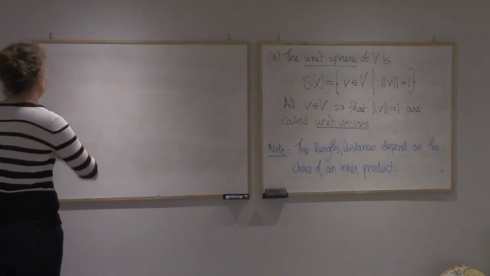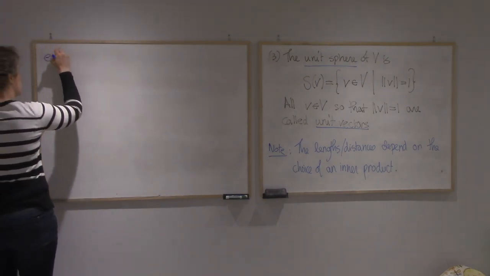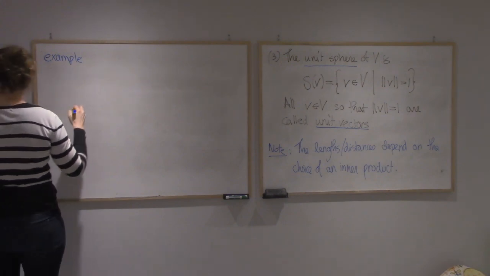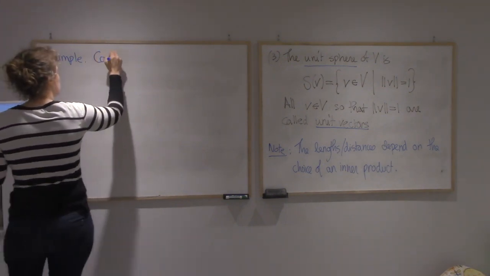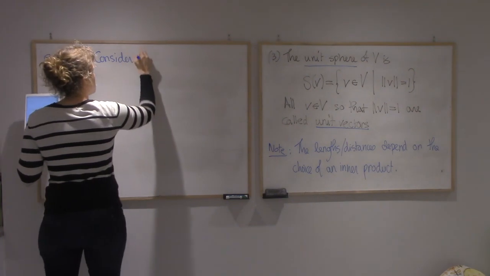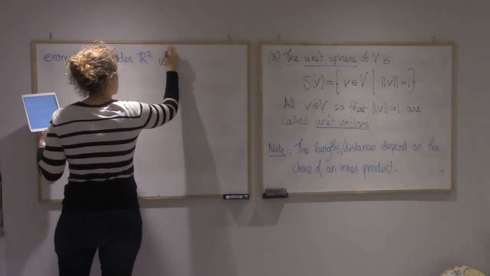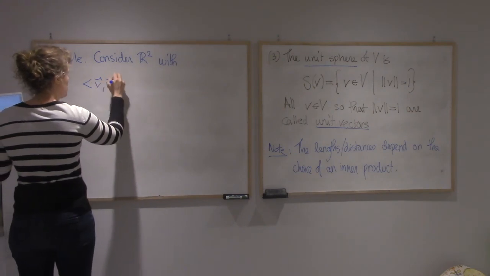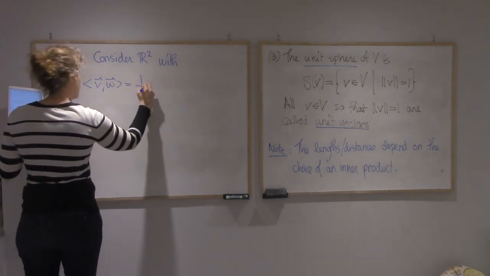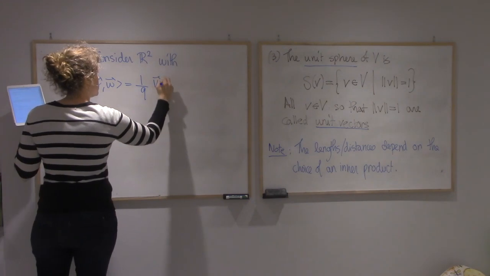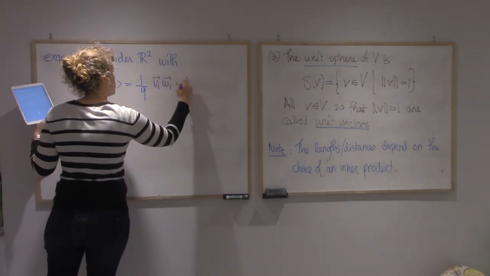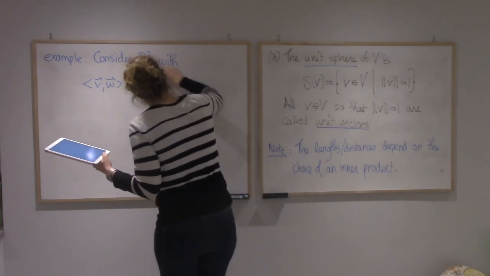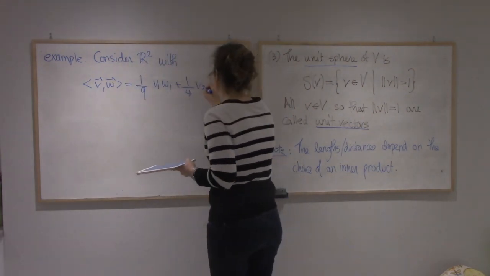With the example that we finished in the last video, let's try to compute some lengths. So we had the inner product of v and w was 1/9 v1 w1 plus 1/4 v2 w2.